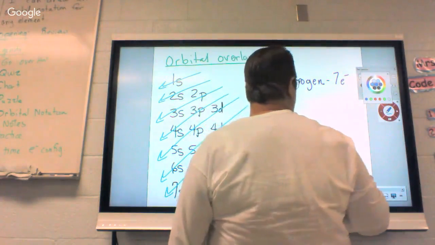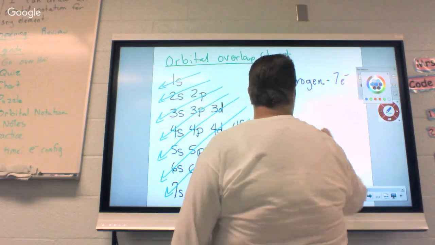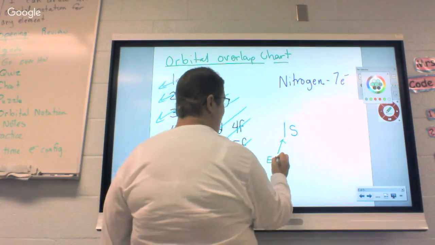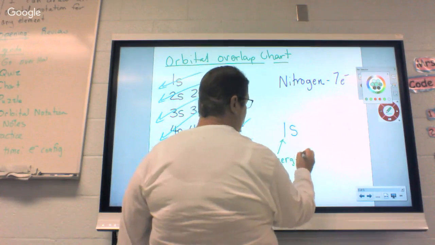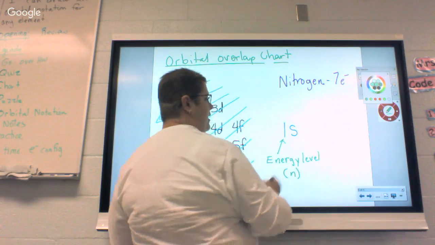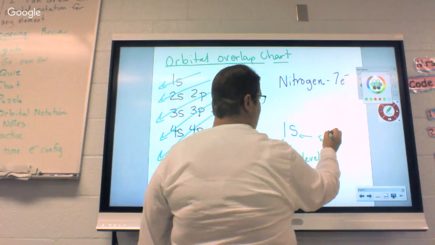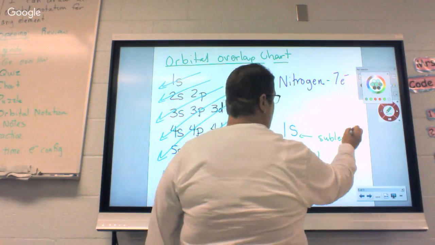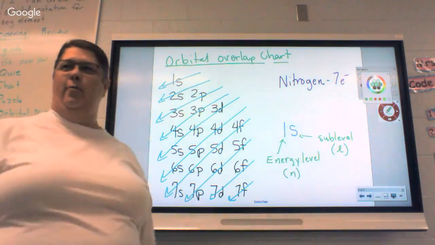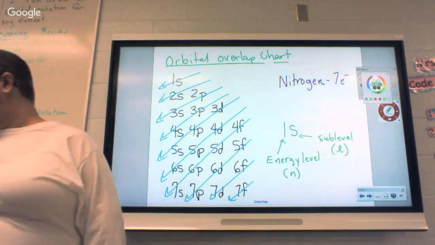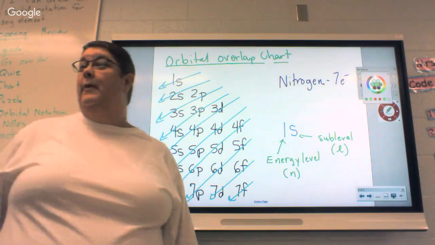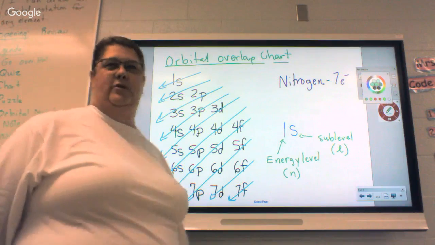Now, what is the first thing in the chart? 1s. Now, this stands for the energy level, which is the quantum number N, right? S is the sublevel, which is our quantum number L. Now, the next quantum number after orbital, or L, is what? For those of us who got that right on the quiz, because there's some of us who don't know. M. So that's the number of orbitals, right?